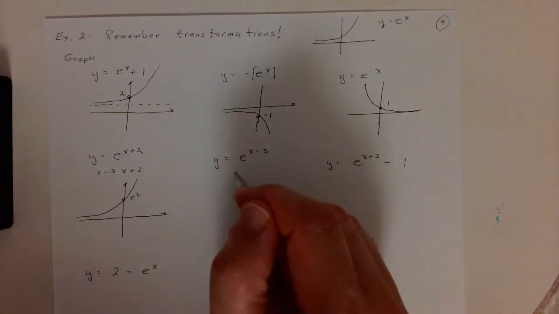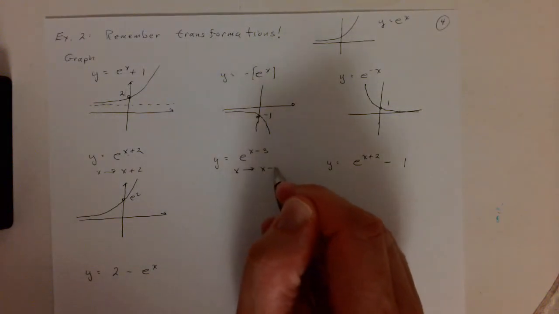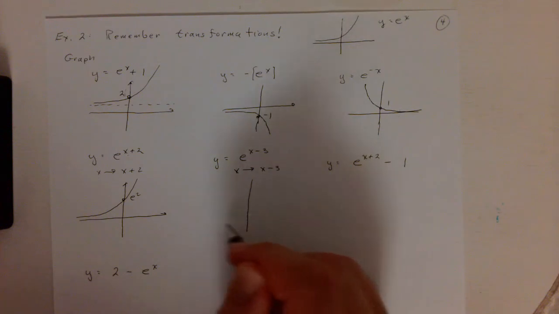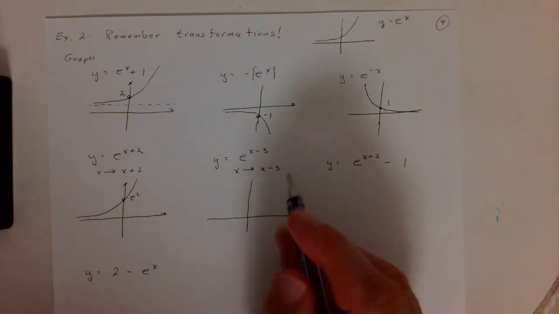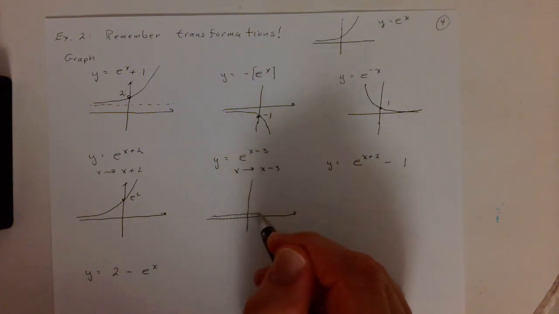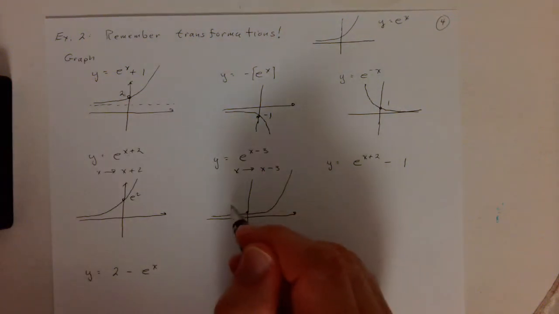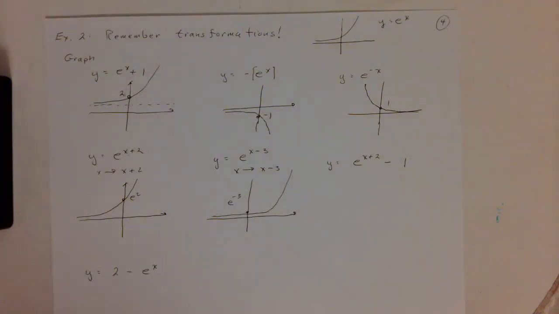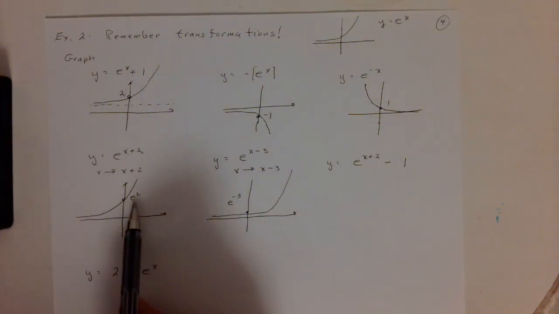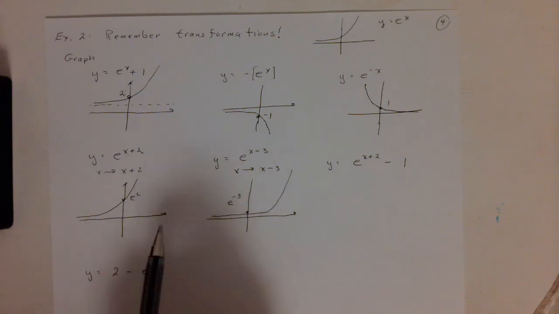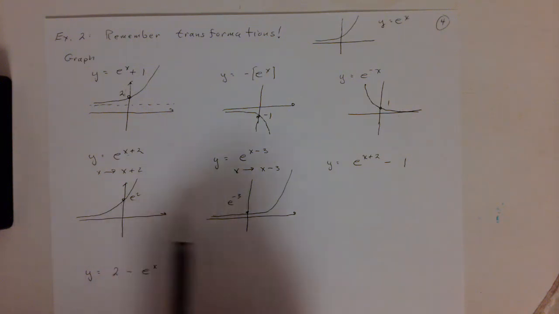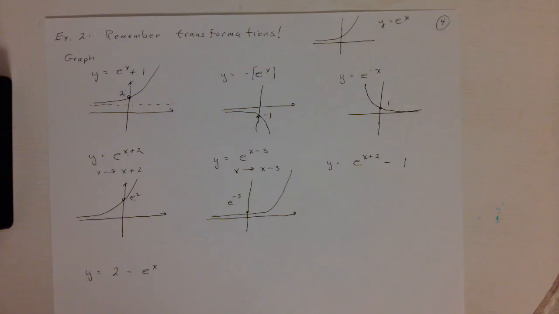Similarly, if we replace x with x minus 3, that's a shift to the right 3 units. In this case, it'll look like that, and the y-intercept will be at e to the minus 3. Incidentally, you could use a calculator to find out what these numbers are, but you'll see that e squared is much bigger than 1, and e to the minus 3 is much less than 1.